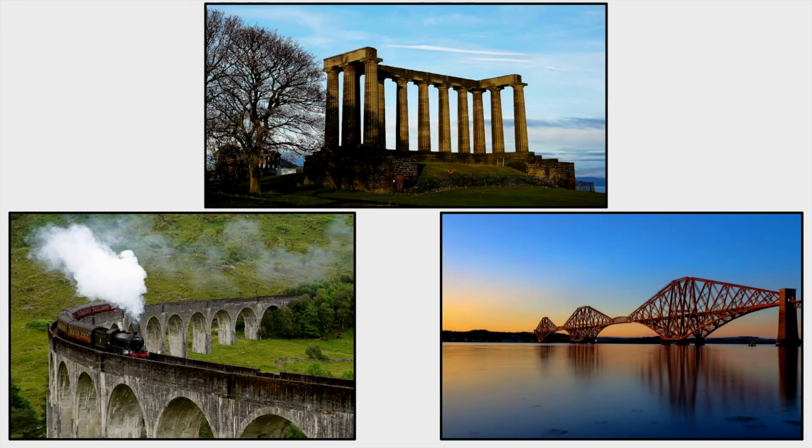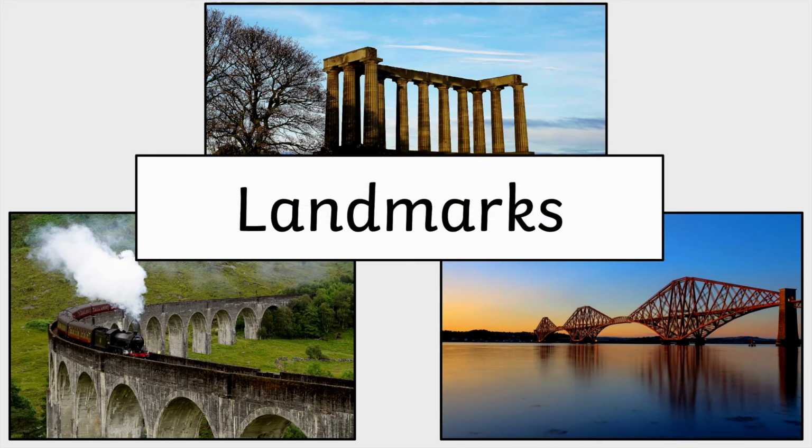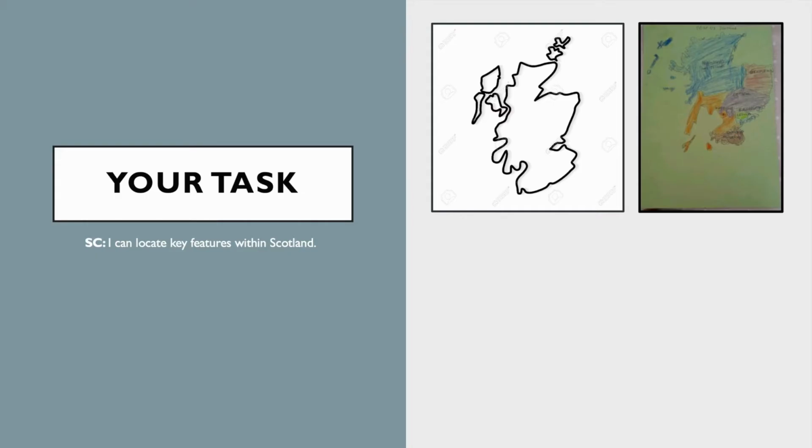Now these pictures were all taken in different areas of Scotland. Now places like these have special names and they're known as landmarks. Normally when people are trying to find landmarks, they'll use a map. Now you might remember that you were asked to have your Scotland map ready for this lesson. Now that's because for your task today, we're going to be looking at landmarks and we're going to be using your maps to do so.